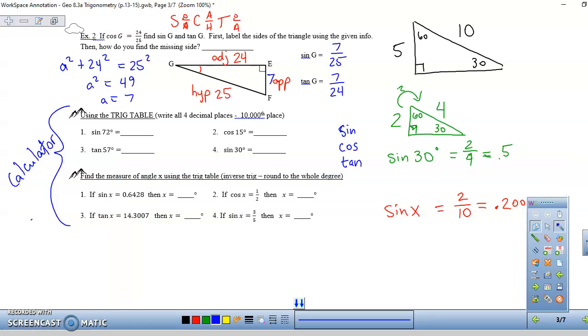On this first one, I'm just going to go through one of these with you and have you try the others yourself. So sine of 72 degrees. Basically, we're going to figure out what the ratio is as a decimal. The calculator gives it to you as a decimal.